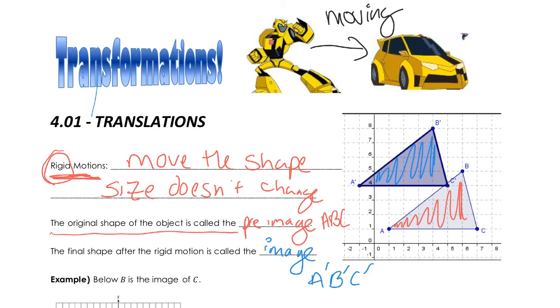So the first one we're going to talk about is a translation. I'm going to erase some stuff just so it looks a little nicer. Make this eraser bigger.